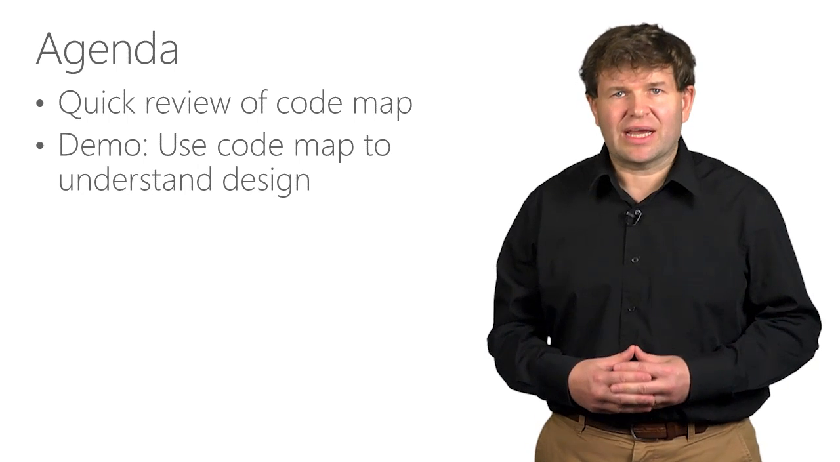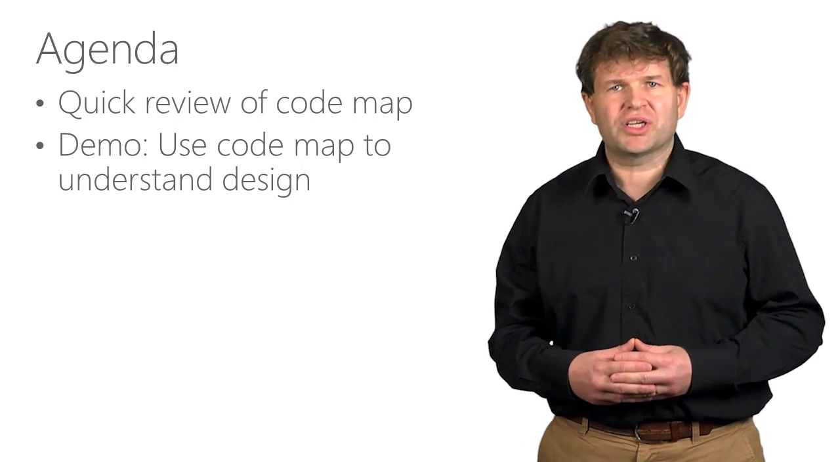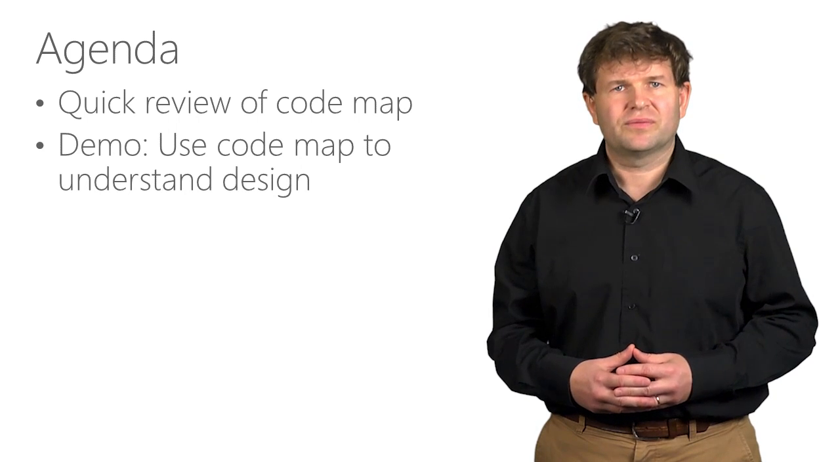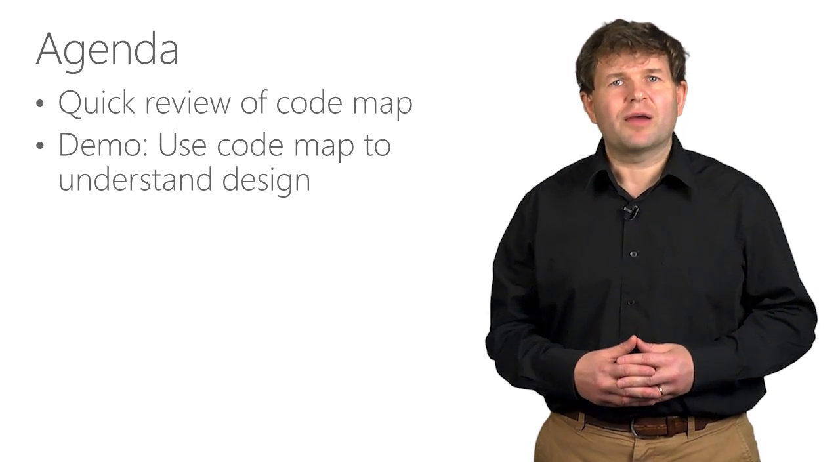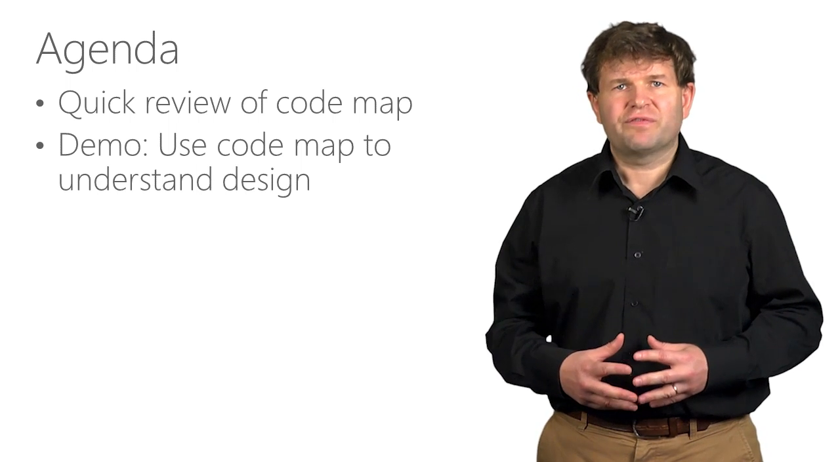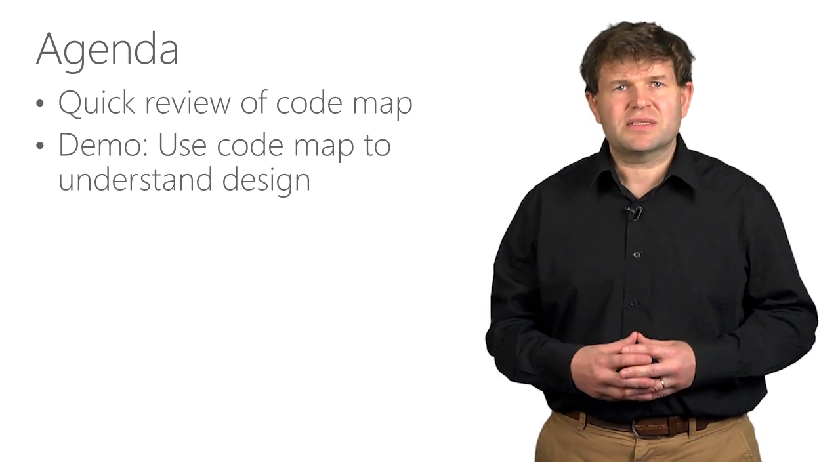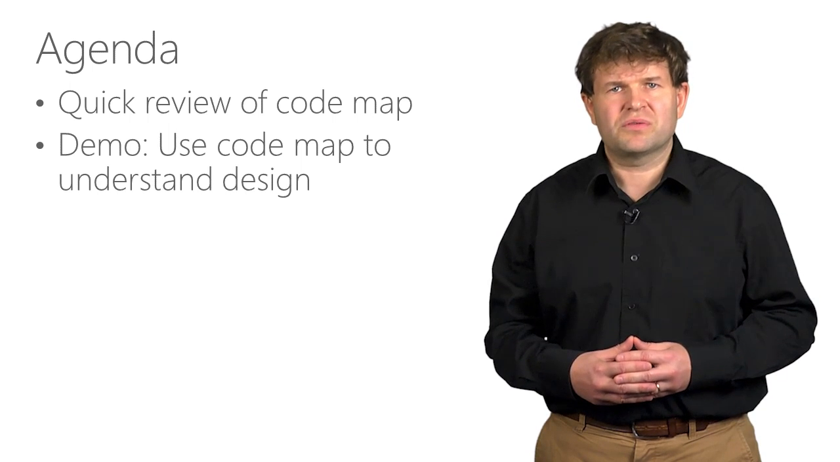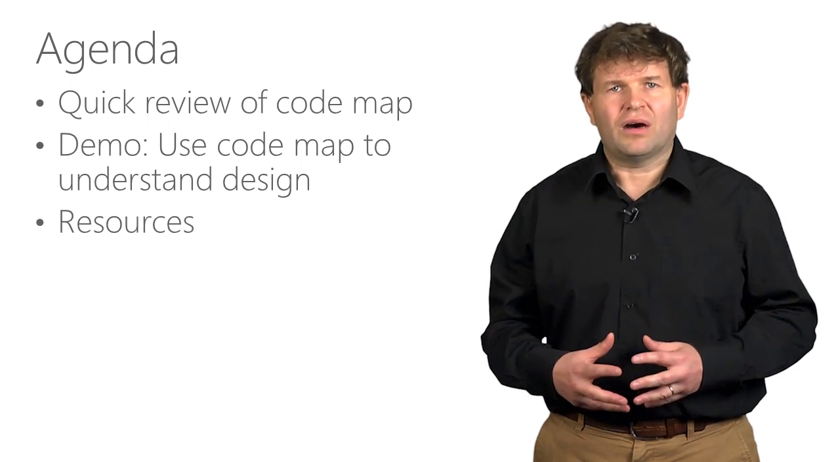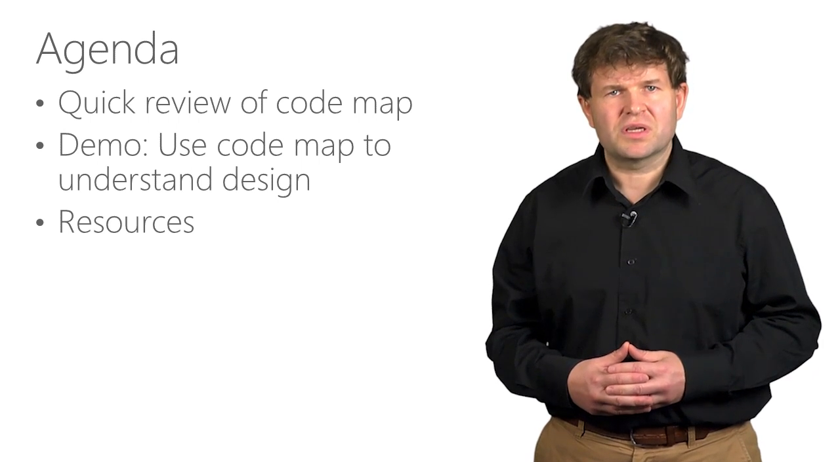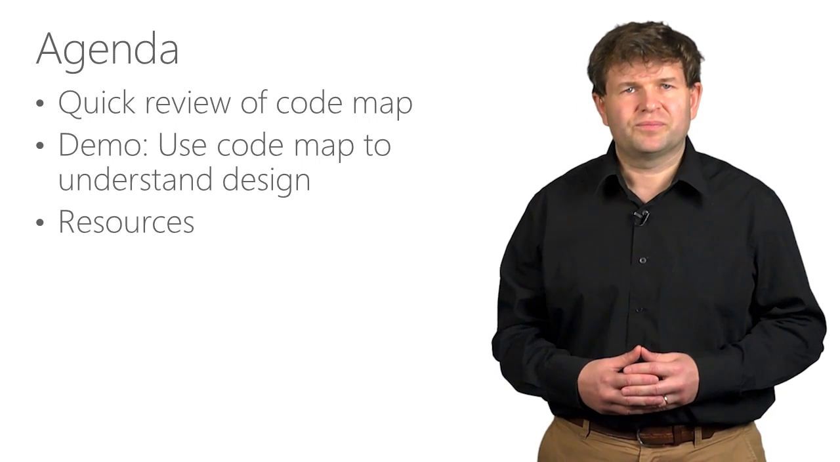Then I'll demonstrate how to use code maps to visualize the architecture and design of .NET code. As I do so, I'm going to call out various features, focusing on a few that have been added since the initial release of Visual Studio 2013. I'll conclude with some pointers to resources which can help you dig in further.